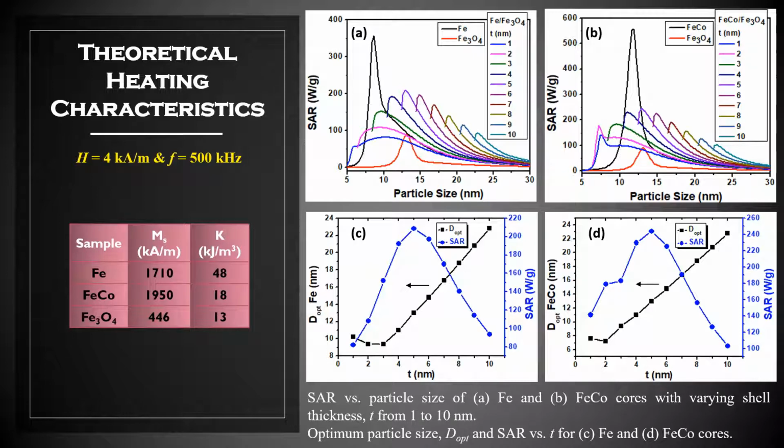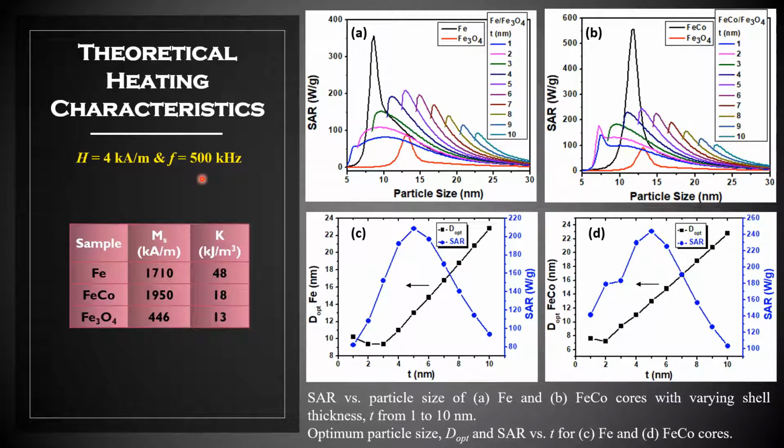Although Fe and FeCo nanoparticles up to 20 nanometers are realizable, they are prone to oxidation, and the heating efficiency is affected by the oxide shell. Fe and FeCo with Fe3O4 shell of various core sizes from 6 to 23 nanometers and shell thickness T from 1 to 10 nanometers at a practical applied field of 4 kA per meter and frequency of 500 kHz have been considered in the study to compute the theoretical heating characteristics.